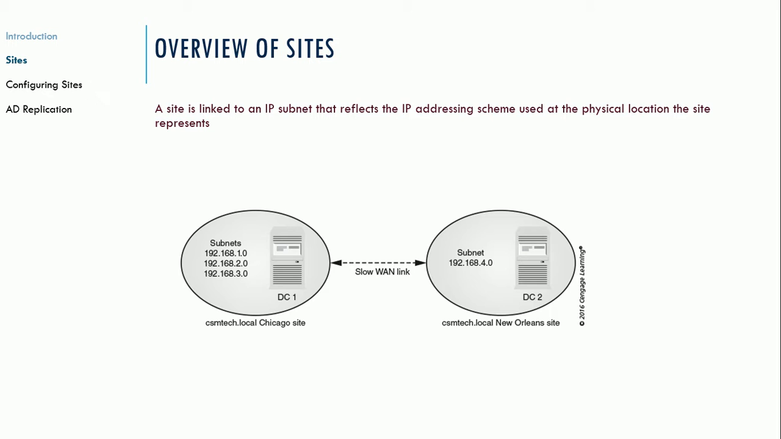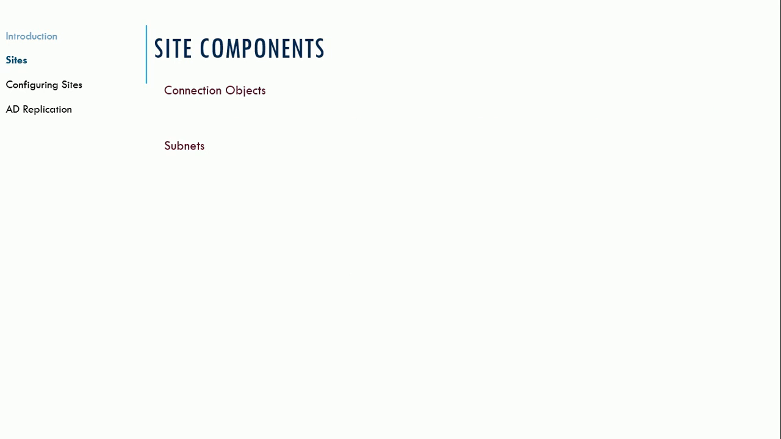So a site is linked to an IP subnet that reflects the IP address scheme used at the physical location that the site represents. Theoretically, you can have more than one IP subnet at a site. You can see here in this example, at the main site we have 3 subnets, and at the remote site in New Orleans there is 1 subnet. And we can define that there is a slow WAN link that interconnects these two networks.